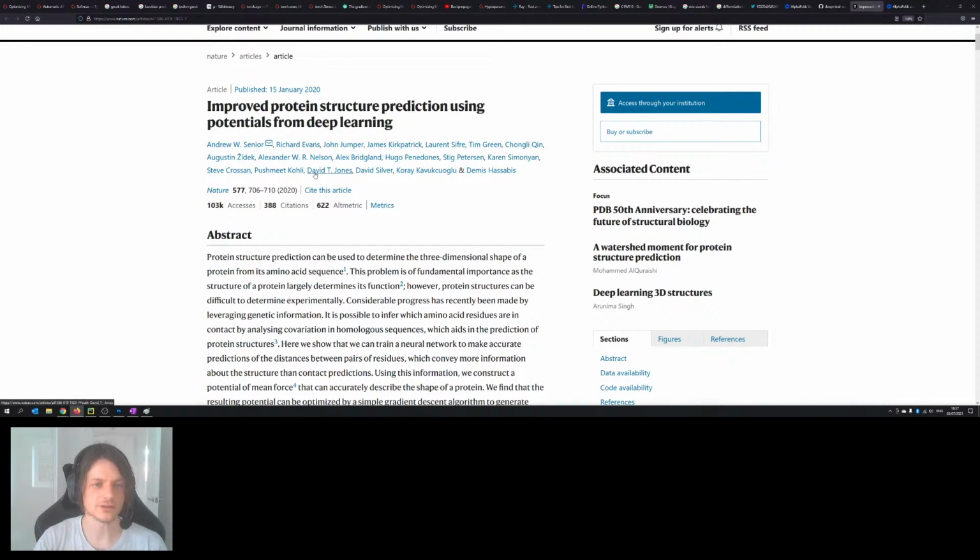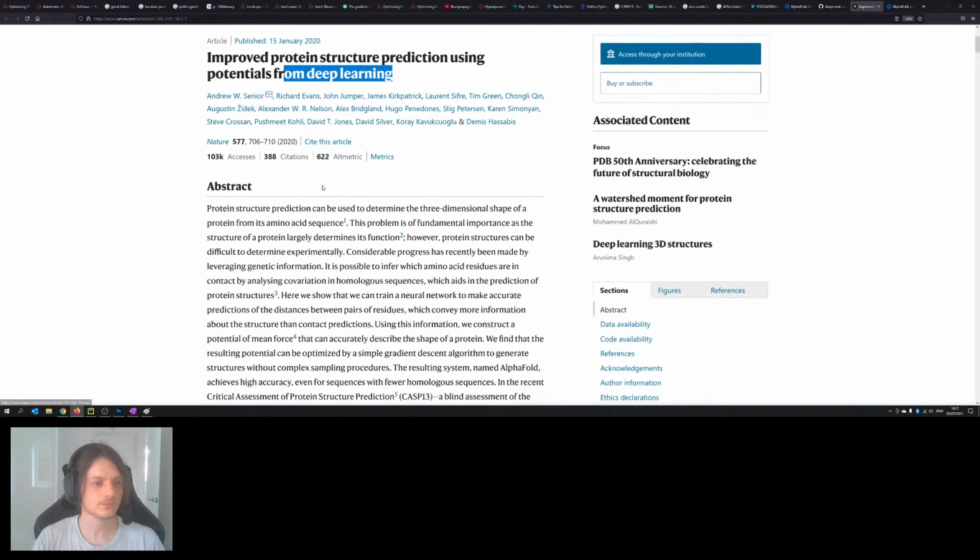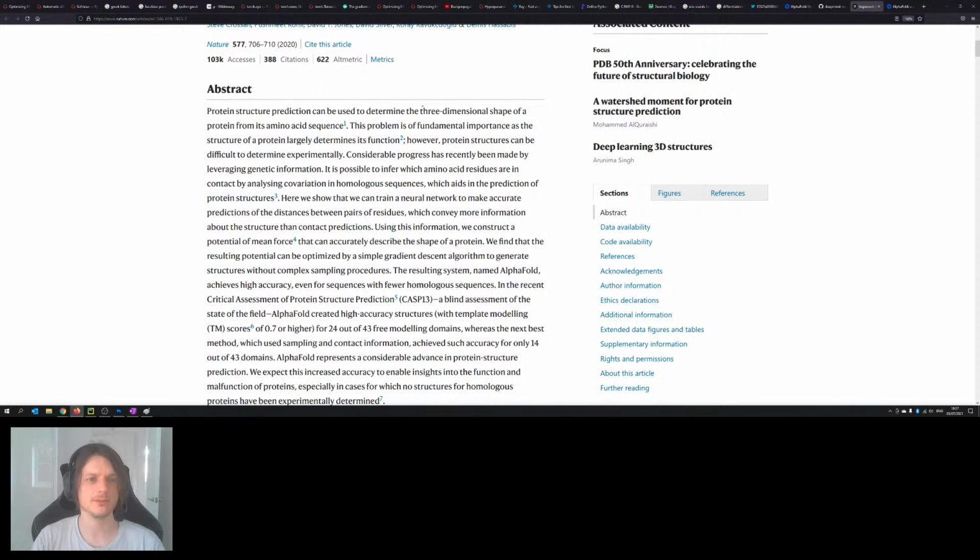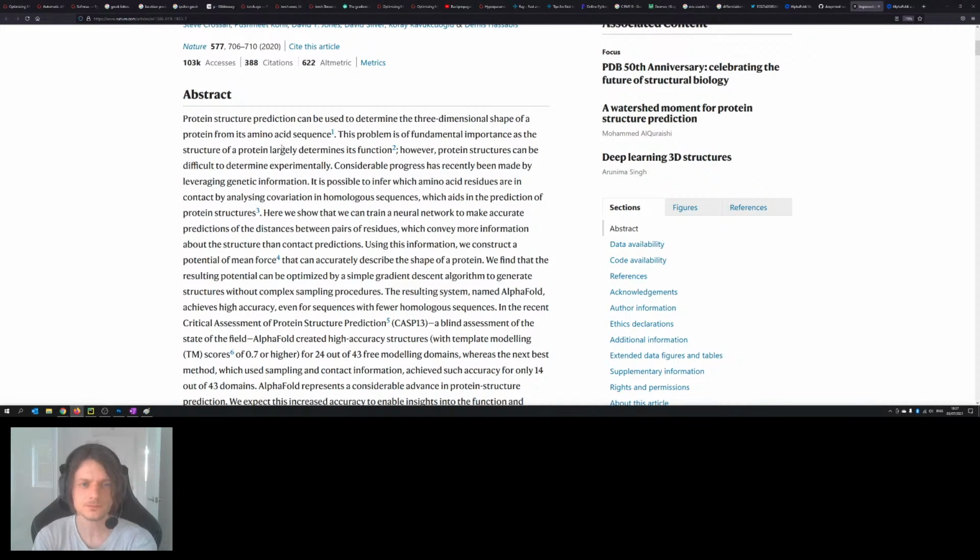Improved protein structure prediction using potentials from deep learning. Protein structure prediction can be used to determine the three-dimensional shape of a protein from its amino acid sequence. This problem is of fundamental importance as the structure of a protein largely determines its function. However, protein structures can be difficult to determine experimentally. Yes, they take years, or a year.